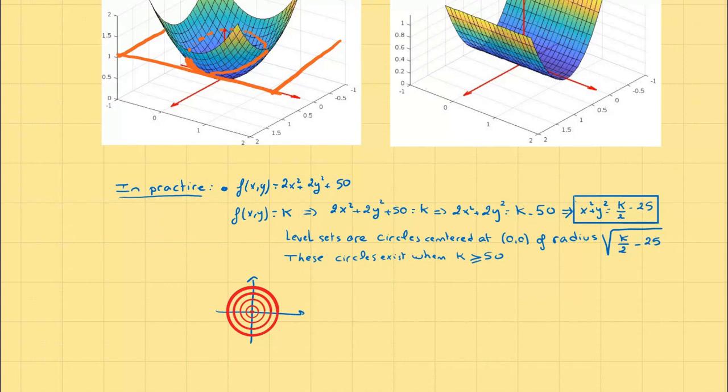Which means that the circles are the cuts on the graph that are above the height, the level 50. So the graph should be something like this. x² plus y² gives me this cup shape, and then it starts at 50 and goes up. So the least k I can have is 50, and I can go up.